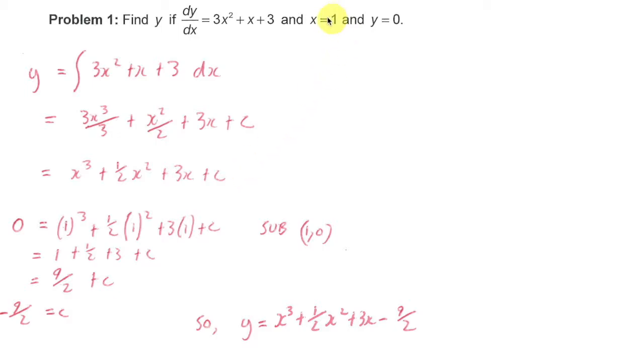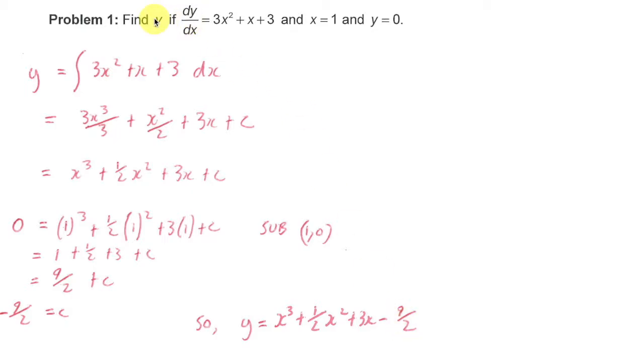But now we're going to make use of this fact: when x is 1, y is equal to 0. So I'm going to make y equal 0, and I'm going to substitute x equaling 1 into the rule. Now what you'll be able to see is that the only thing unknown to us is this c. Further workings, and finally, you can understand that c is equal to negative 9 on 2. So that tells us that y is equal to x cubed plus a half x squared plus 3x minus 9 on 2.